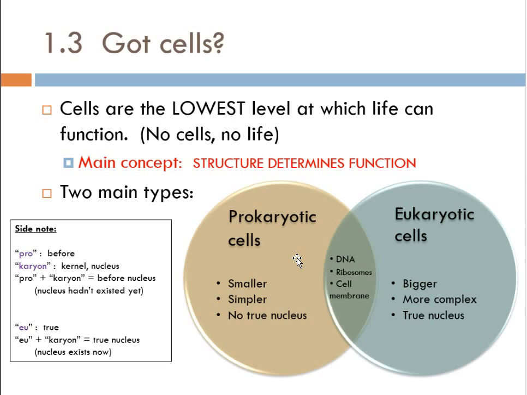See that area of the circle that's connected? That means these are the things that both of them have. Both prokaryotes and eukaryotes have DNA. Both prokaryotes and eukaryotes have ribosomes. If you don't know what a ribosome is yet, don't worry. We're actually going to go over it in the next couple of weeks. A ribosome is where we can make proteins. It's kind of like where the cell can tell the cell what to make, and it does it.